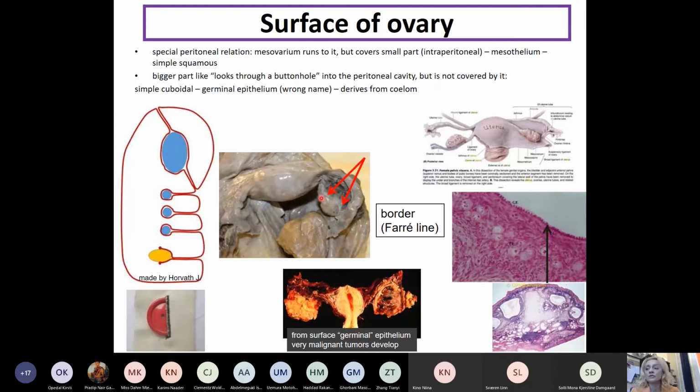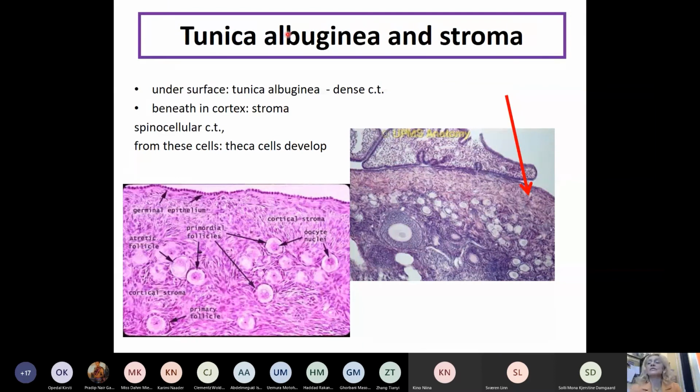And the border between the two linings or the two coverings is called the Farre line, or line of Farre, which you can see macroscopically. So in anatomy, you will be able to see it very well. Okay, let's continue with what we have under this epithelium. So here you can see the so-called tunica albuginea. It's a denser type of connective tissue.